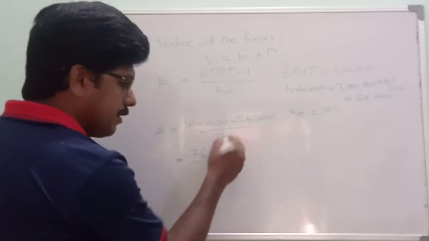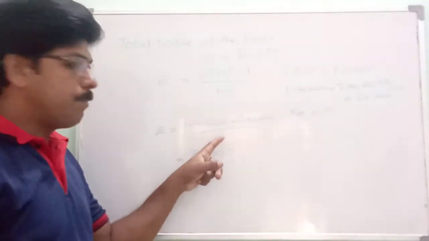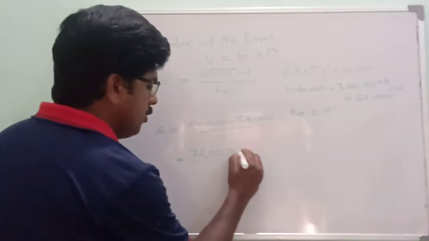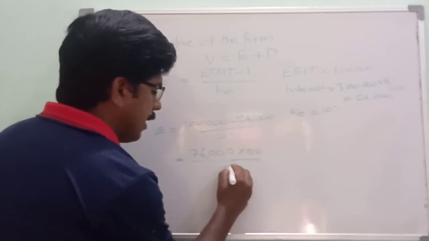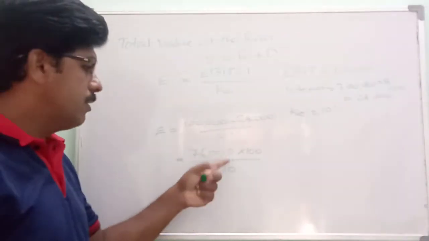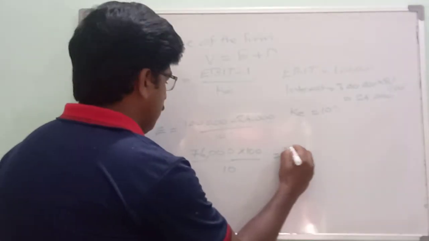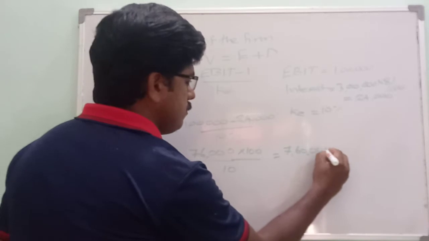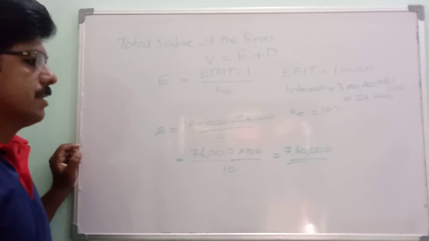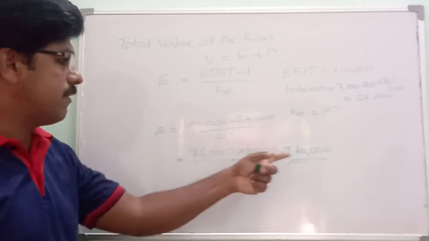76,000 divided by 10%. 10% കൊണ്ട് ഡിവൈഡ് ചെയ്യുമ്പോൾ എങ്ങനെയാണ് സാധാരണ ചെയ്യുക? Use the reciprocal of this 10% to multiply with this 76,000. 76,000 into 100 by 10. ഇതിന്റെ റെസിപ്രോക്കൽ കൊണ്ട് മൾട്ടിപ്ലൈ ചെയ്താൽ മതി. That is equal to 7,60,000. 7,60,000 is the answer. So this is E, the market value of equity, equal to 7,60,000.